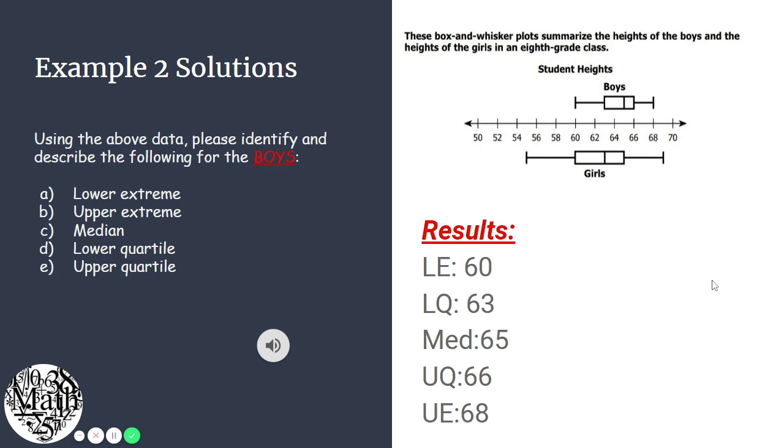So for example number 2, you were given a box and whisker plot and asked to summarize the heights of boys and girls that were in this 8th grade class. You were only supposed to identify the 5 points of data for the boys only. So with that being said, your lower extreme should have been 60, your lower quartile 63, median 65, upper quartile 66, and upper extreme as 68.